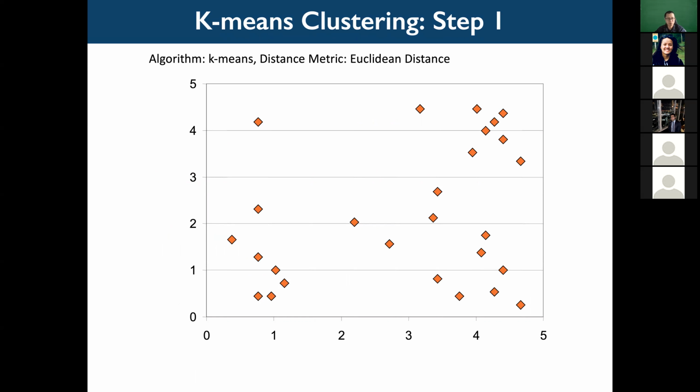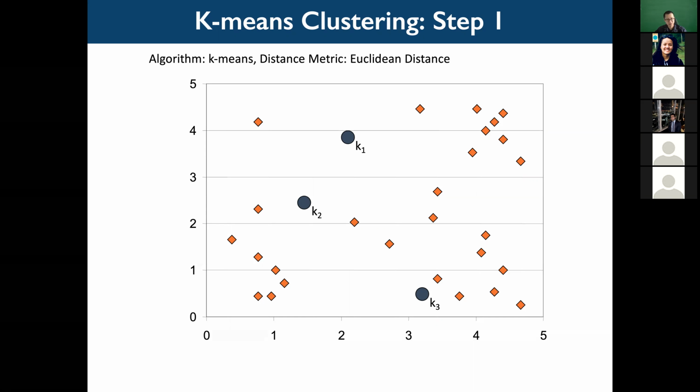We want to group these different data points into clusters, right? How many clusters do we want? You can choose the number of clusters. Here we will choose 3. We want to have 3 clusters. How can we do it? The first step is we just specify 3 points here, right? Each point will represent one cluster.